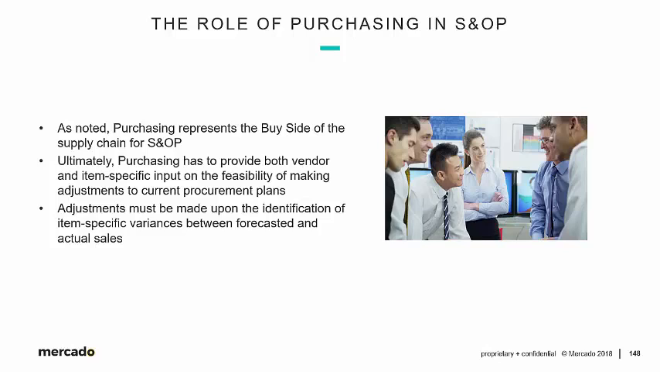Last bullet, essentially, the adjustments that we're talking about must be made upon the identification of item-specific variances between forecasted and actual sales. That's a broken record alert we should have given a moment ago, but it's true. Identifying item-specific variances, not necessarily product category variances, footwear, wearing apparel, accessories, as we've mentioned a number of times now in an example, but item-specific variances and what can be done about those variances, if anything.